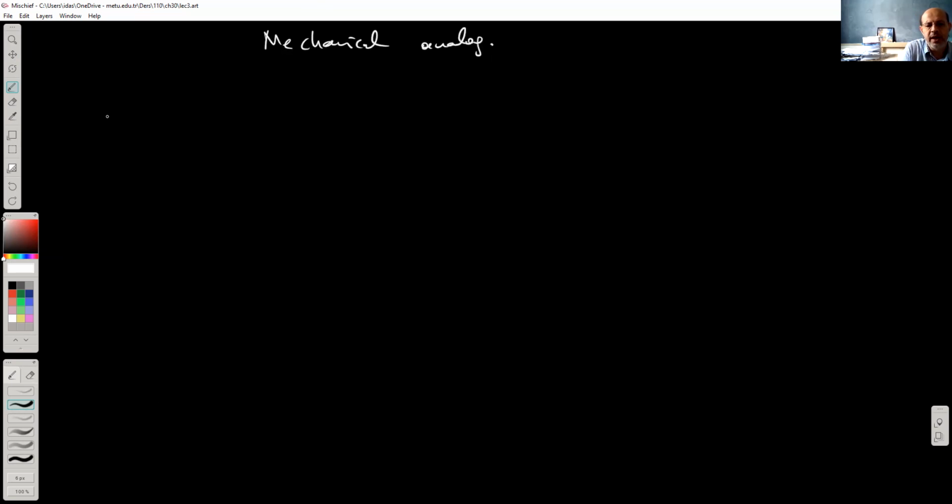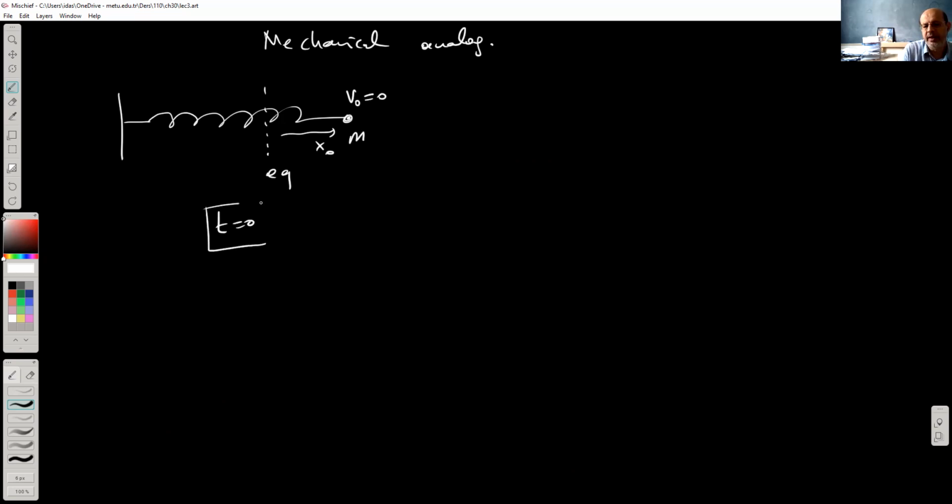Okay, so I'm just going to consider a mass attached to a spring. Let's say that this is the equilibrium position. Here, for example, you have some kind of a displacement. That's the initial condition, for example. The initial velocity is zero, so at t equals zero. In that case, the kinetic energy is equal to zero, and the potential energy is maximum.